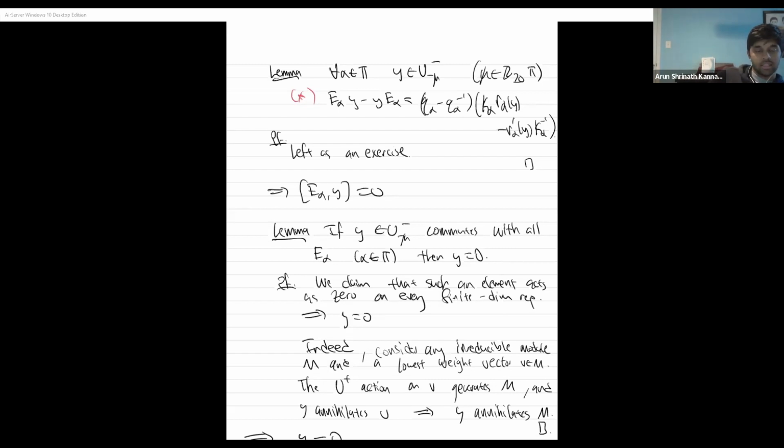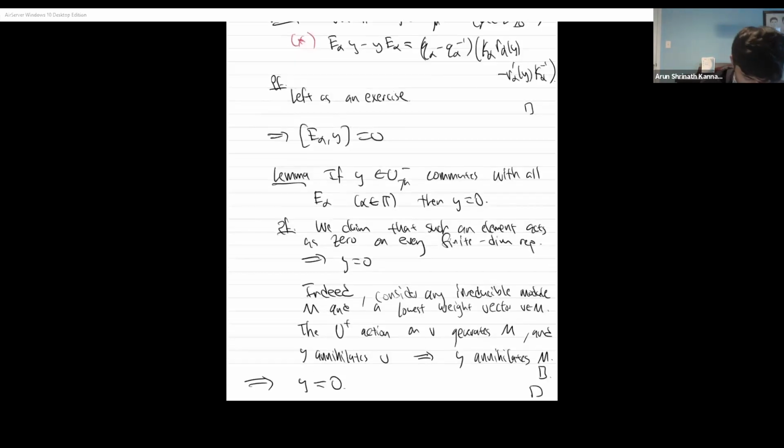We've constructed this pairing on U less than or equal to 0 cross U greater than or equal to 0, and we've shown that its restriction to these opposing spaces is non-degenerate. But our ultimate goal is to actually construct an invariant form on U itself. So that's what we're going to do now.